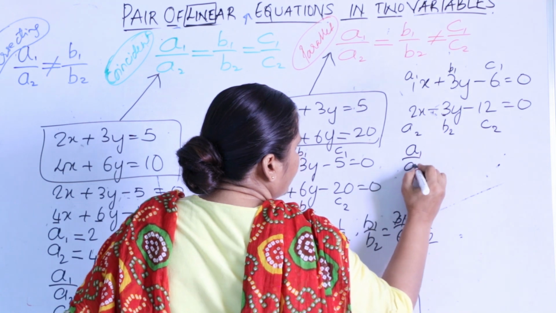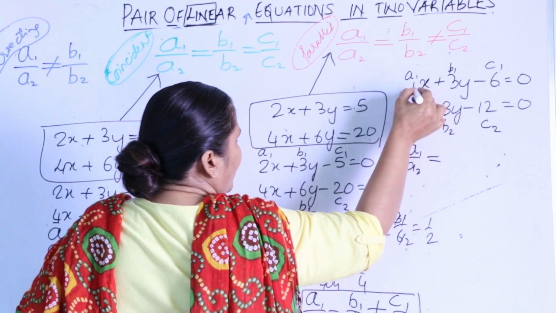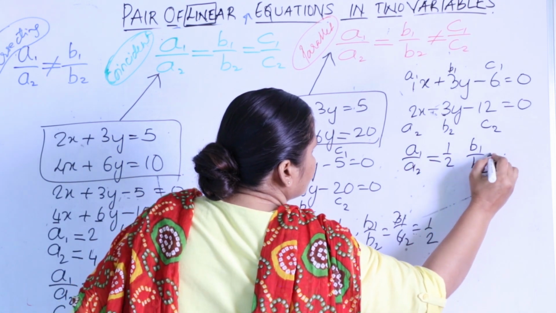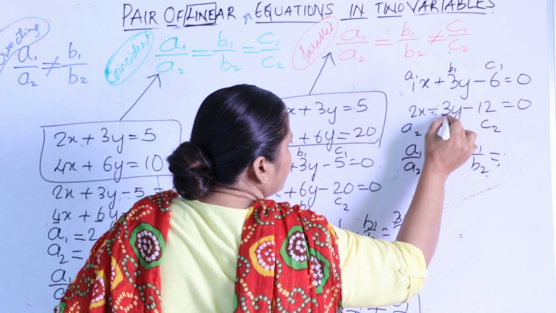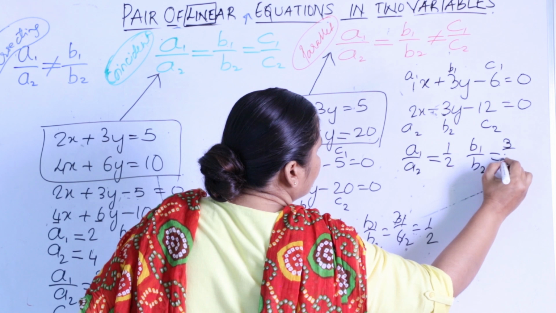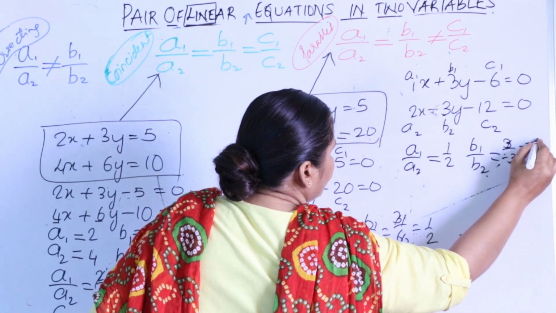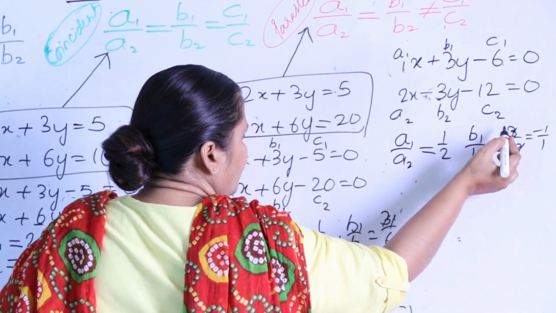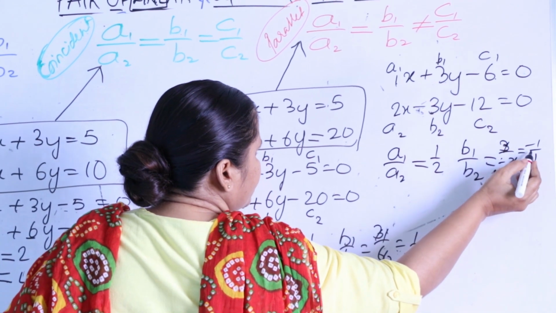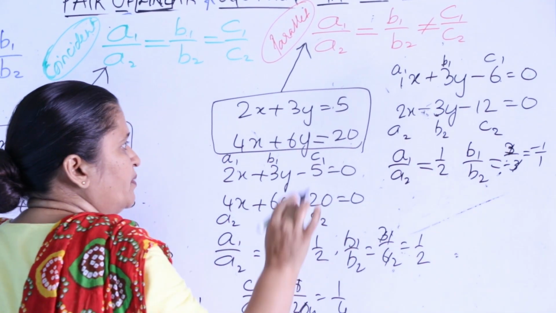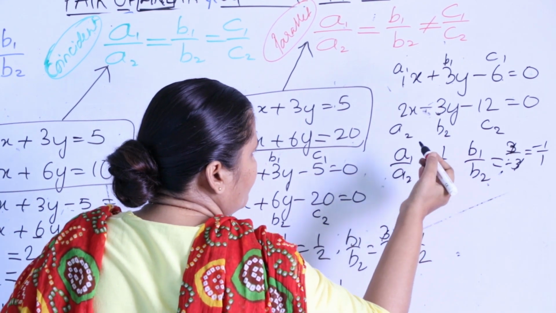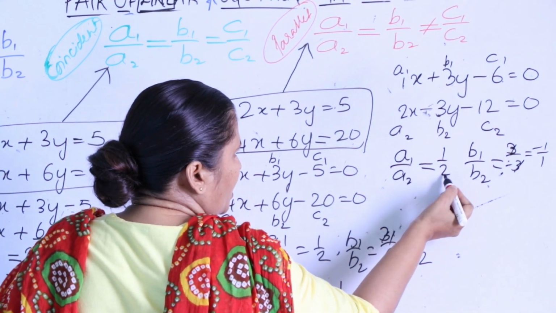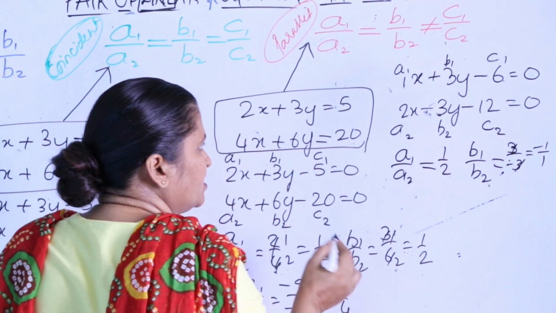Now, let's see what is a1 by a2. What is a1 by a2? 1 by 2. What's b1 by b2? It is plus 3 divided by minus 3, which is minus 1 by 1. Just a tip, whether this minus sign comes in the numerator or denominator, it can be written with the numerator. It belongs to the entire fraction. Now, you just observe, before you see C1 and C2, A1 by A2 is half, B1 by B2 is minus 1 by 1. They are not equal.